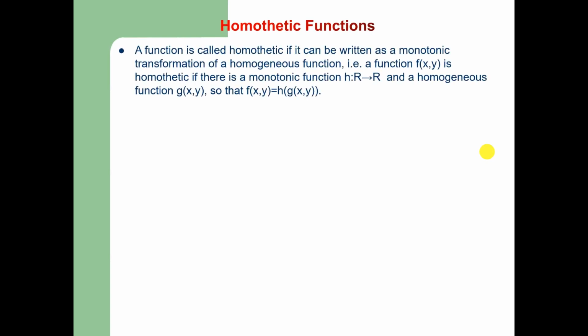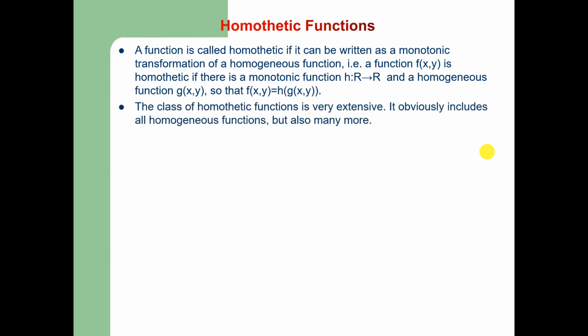A function is called homothetic if it can be written as a monotonic transformation of a homogeneous function, as I mentioned earlier. That is, a function f of x, y is homothetic if there is a monotonic function h, which is a real valued function, and a homogeneous function g of x, y, so that f of x, y is h of g of x, y. The class of homothetic functions is very extensive. It obviously includes all homogeneous functions, but also many more.